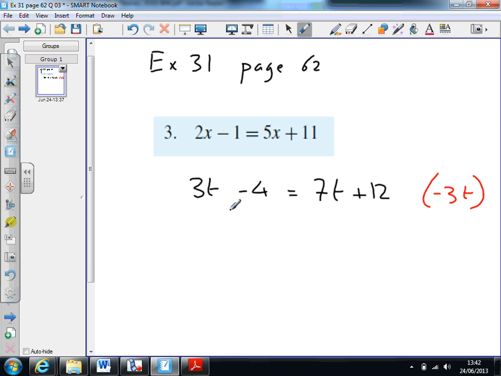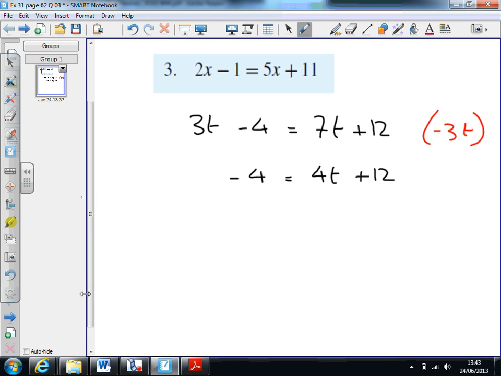So subtracting 3t from the left-hand side leaves just negative 4. Subtracting 3t from the right-hand side, 7t take away 3t is 4t, plus 12. Now I'm in a similar situation to the question that we've just been looking at, question number 2. We'll focus now on the right-hand side and try and get t on its own. So first job, subtract 12 from both sides. Minus 4 minus 12 is minus 16, equals 4t.